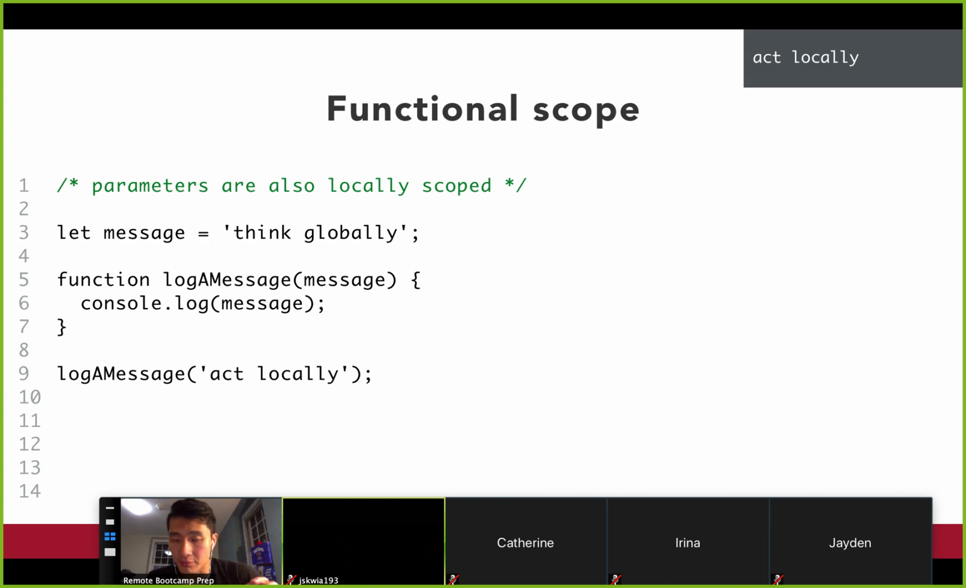Okay, so don't be tricked. Parameters are also variables, and they're locally scoped to the functions that they were created in. Any questions on that? Everyone good?